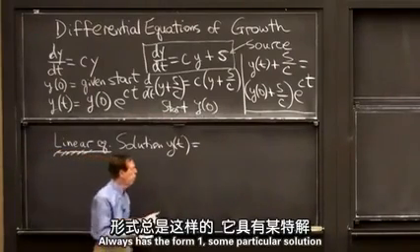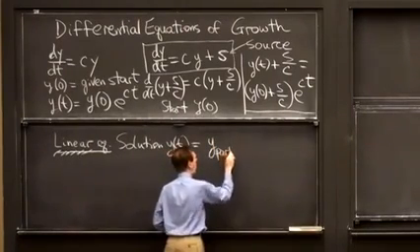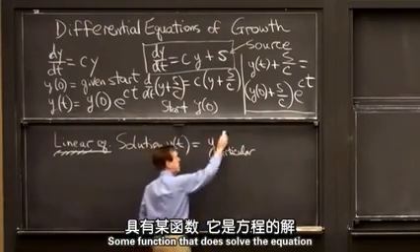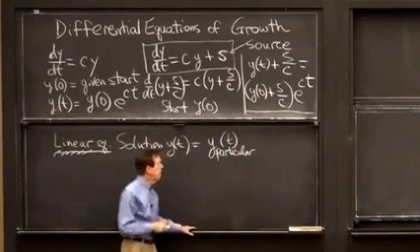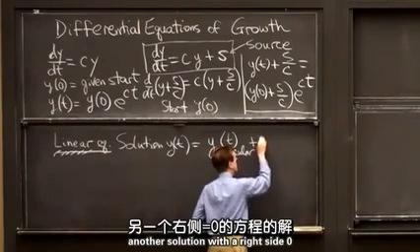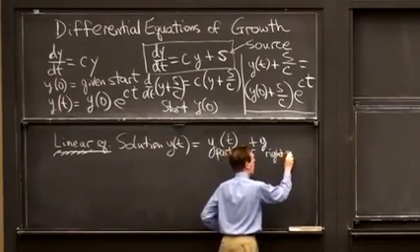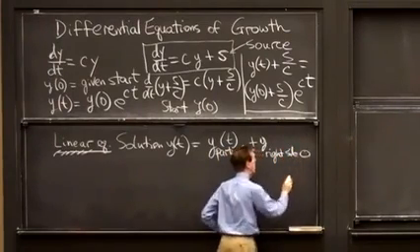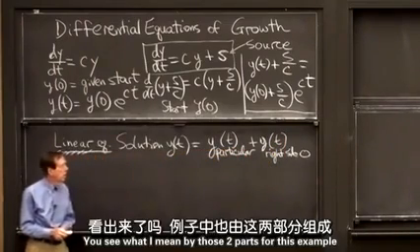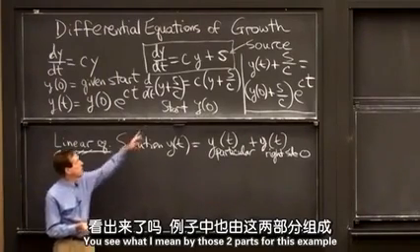Always has the form of some particular solution, some function that does solve the equation, plus another solution with a right side 0. You'll see what I mean by those two parts for this example.